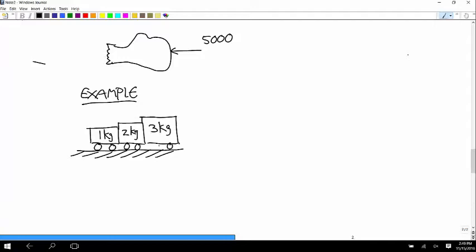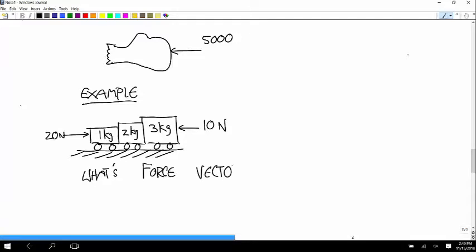1 kilogram, 2 kilograms, and 3 kilograms. And then there's forces applied to the outside carts. A 20 Newton force going this way and a 10 Newton force going this way. And let's say that what we want to figure out is what's the force vector on the 2 kilogram cart by the 1 kilogram cart.